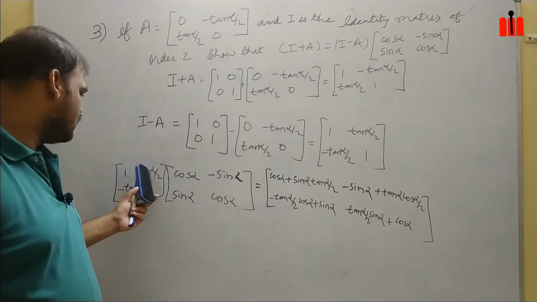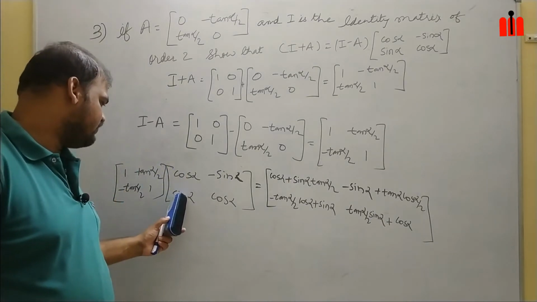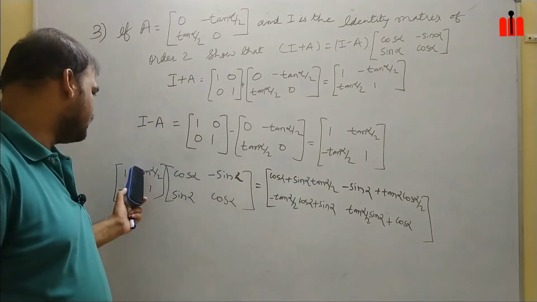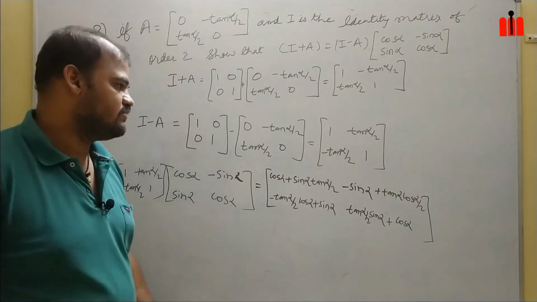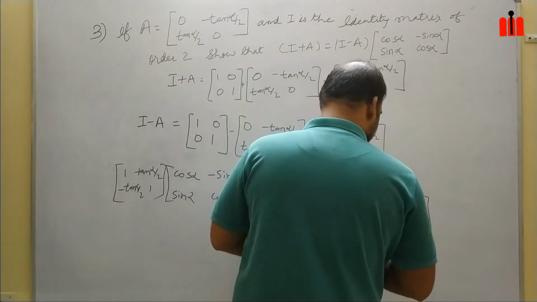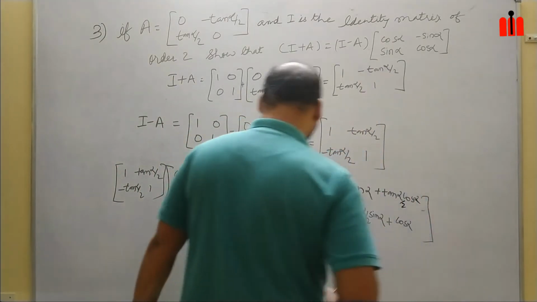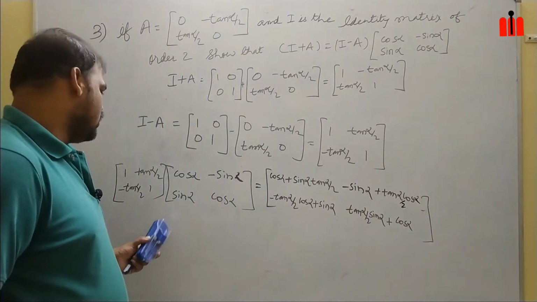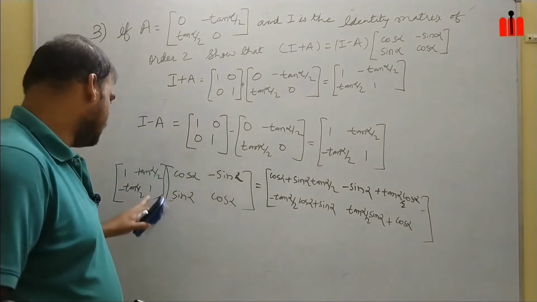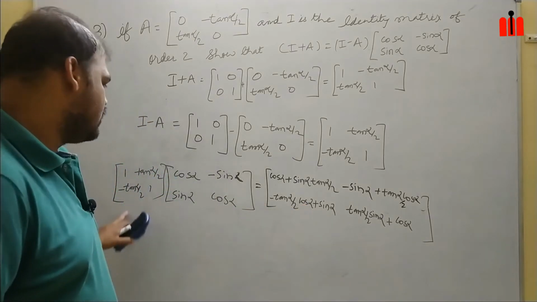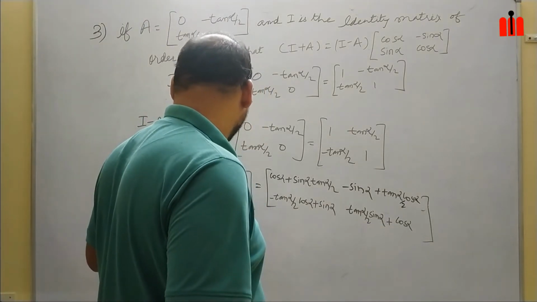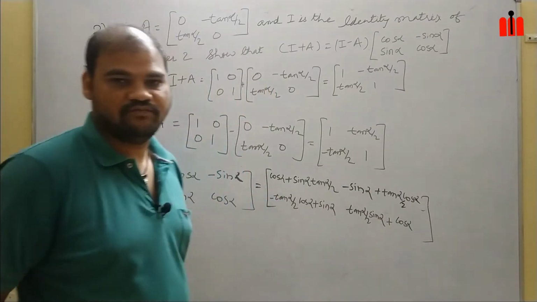So 1 into cos alpha, tan alpha into sin alpha by 2, you do the product, you will get it. 1 into minus sin alpha, so minus sin alpha, by sin alpha, tan alpha by 2 cos alpha, sorry, it is tan alpha by 2 cos alpha. Okay, after that minus tan alpha by 2 into cos alpha, minus tan alpha by 2 into cos alpha plus sin alpha, minus tan alpha by 2 minus sin alpha by 2, it will become tan alpha by 2 sin alpha, and tan alpha, 1 into cos alpha, it will become cos alpha, right?